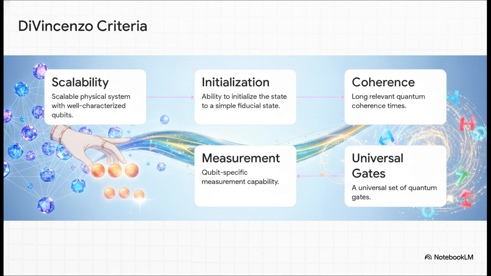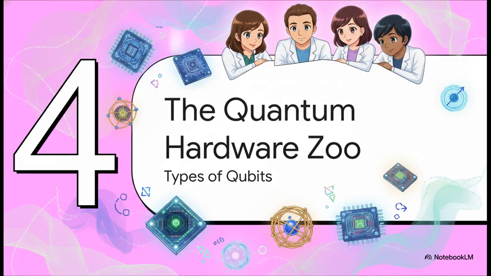Fourth, you need a universal set of quantum gates to perform operations. And fifth, you've got to have the capability to measure the final state of specific individual qubits without completely ruining everything else. You have to check every single one of those boxes, or you just don't have a working quantum computer.